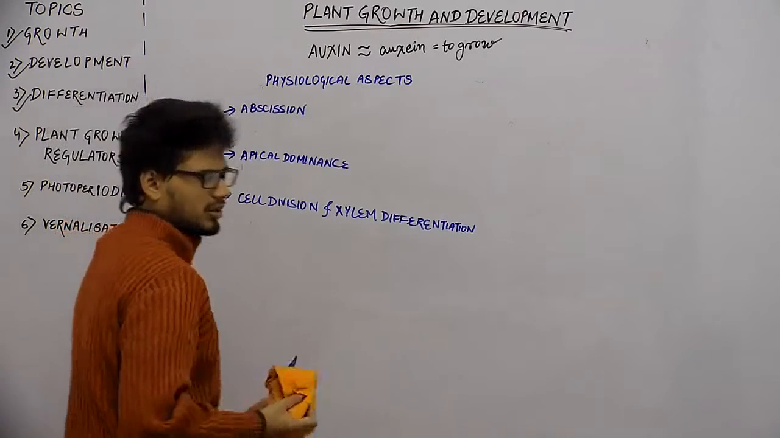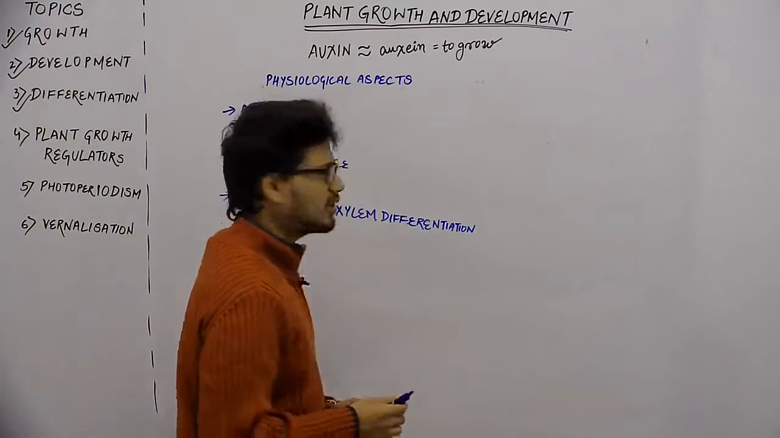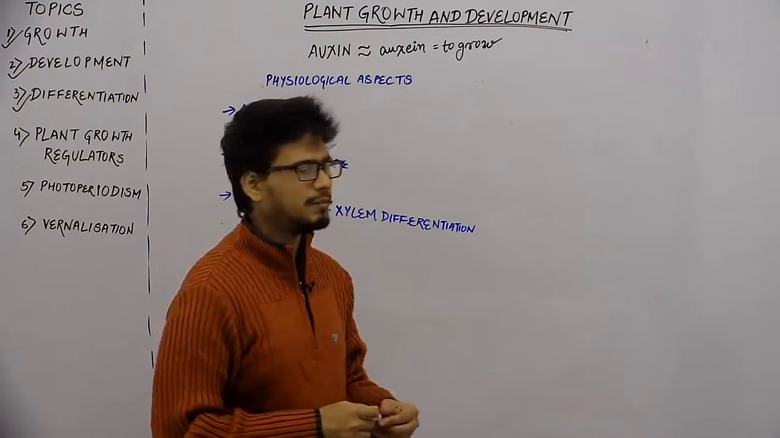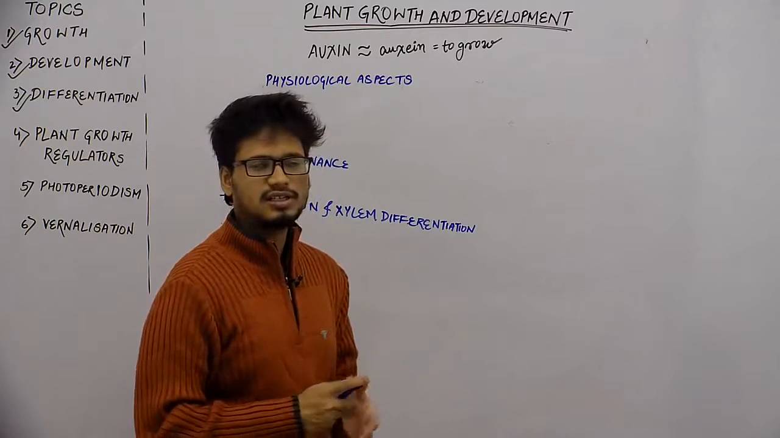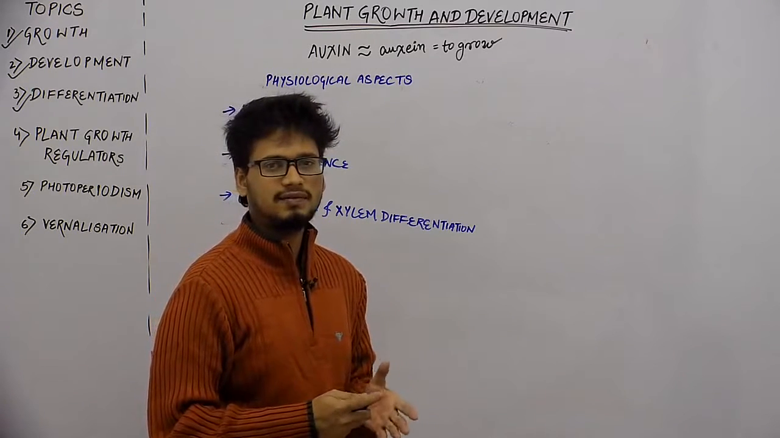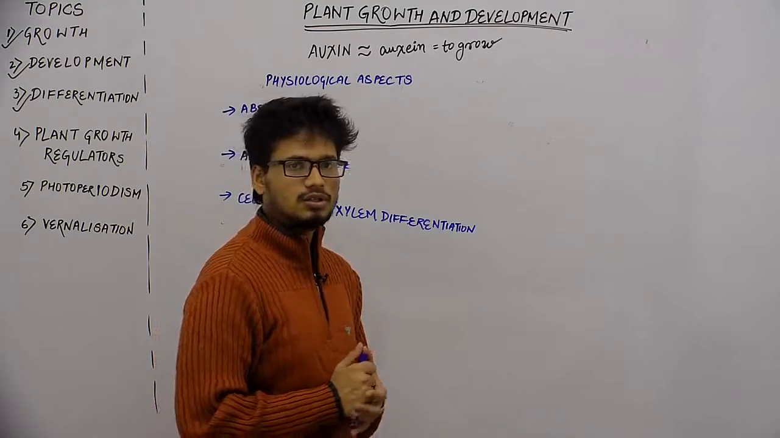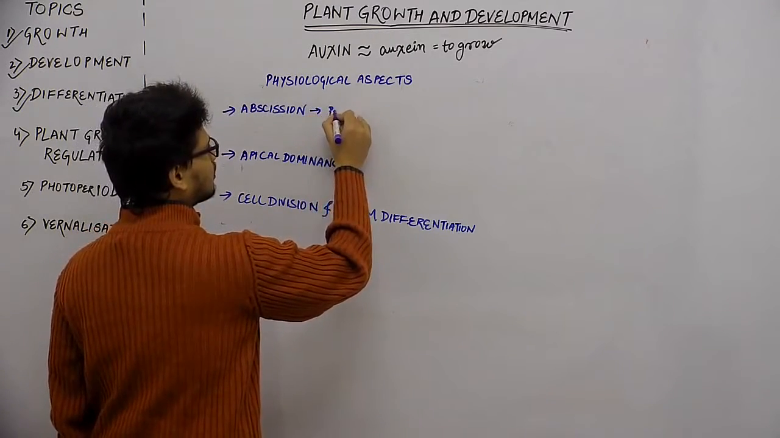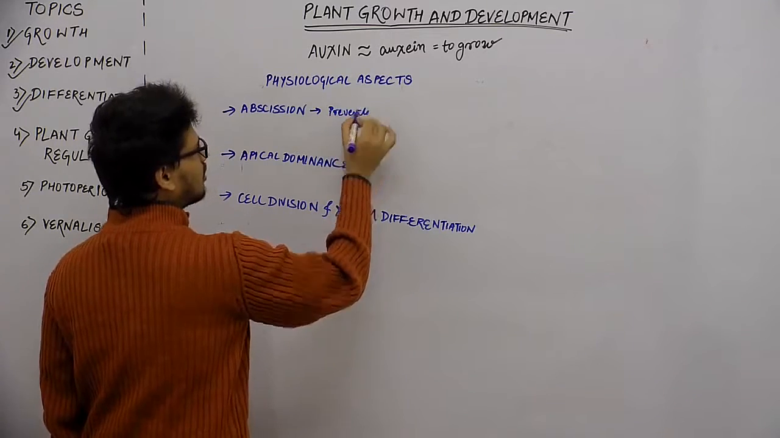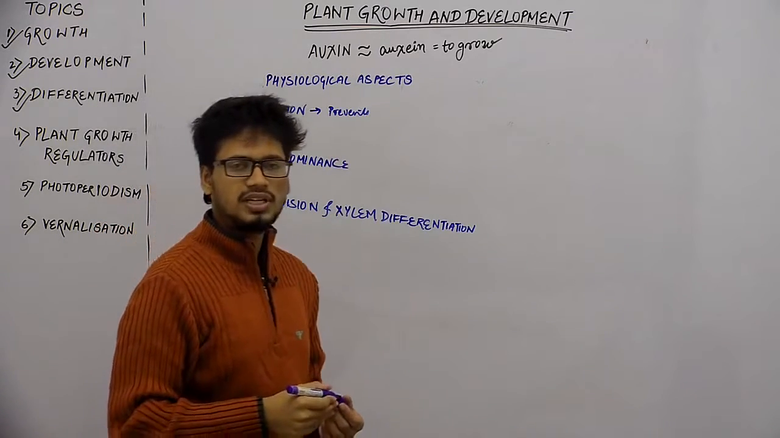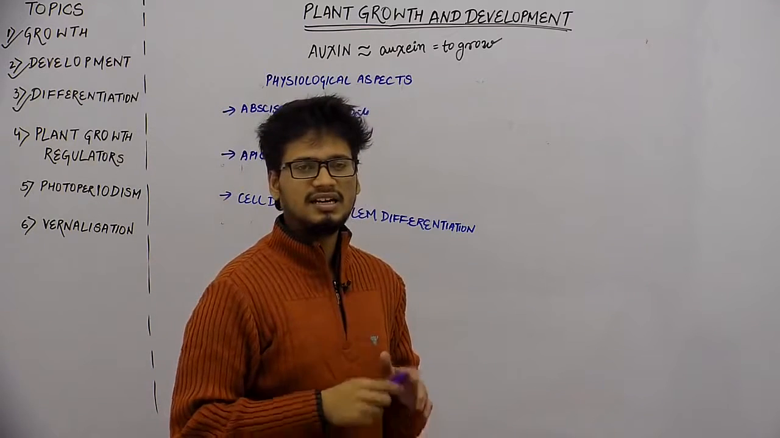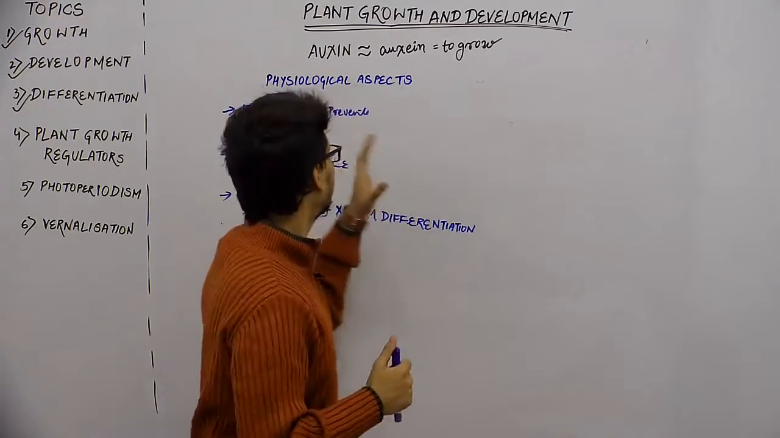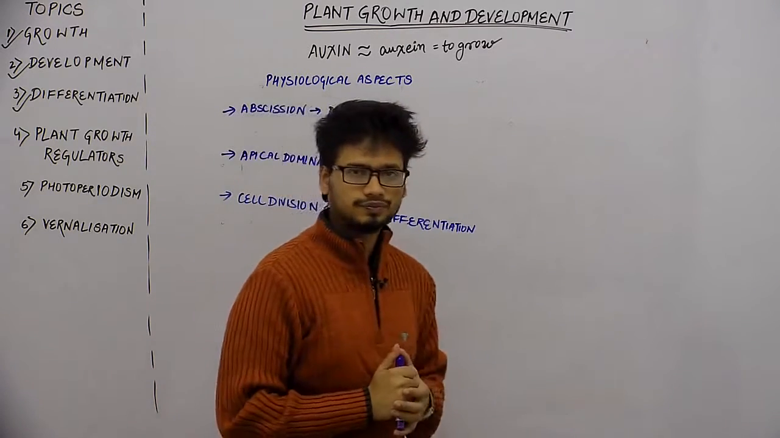So let's talk about individually what they mean. Abscission, we had talked about earlier, means to cut. Abscission is a phenomenon by which plant leaf, fruit and all fall off. So what auxin does is auxin prevents it. It will delay senescence of the leaves and fruits of the plant, and it will not allow the plant parts to fall off.